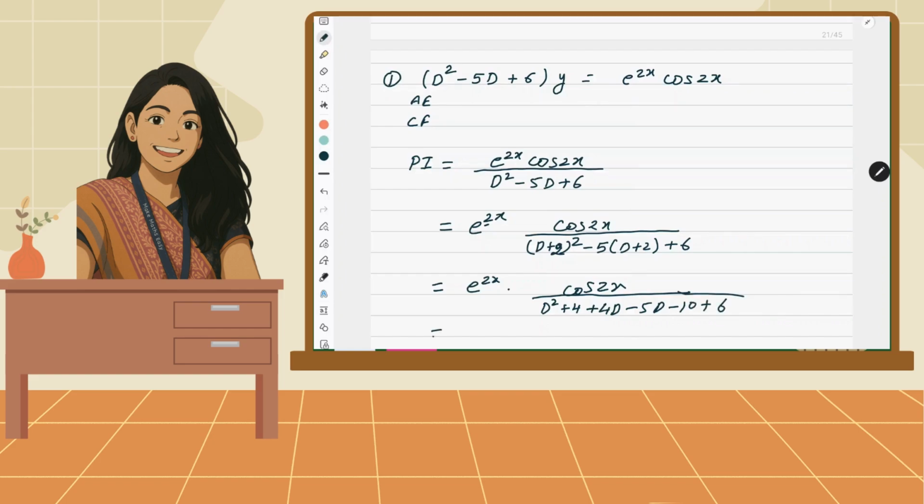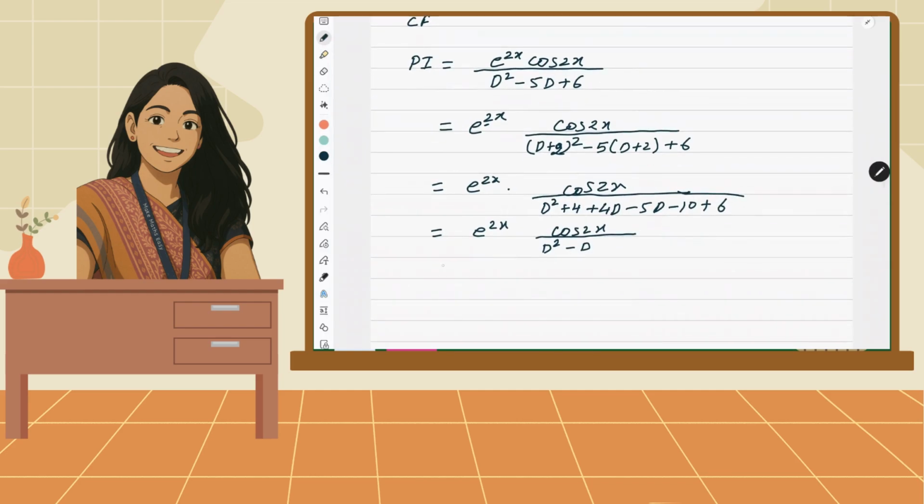Okay, simplify it further: e to the power 2x cos 2x upon D square minus D. Then 6 plus 4 is 10, 10 minus 10, that is also gone. So I am left with only D square minus D. Now this exponential is sorted. Now my target is to solve this part.